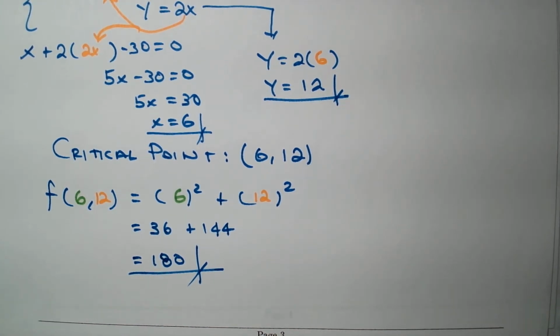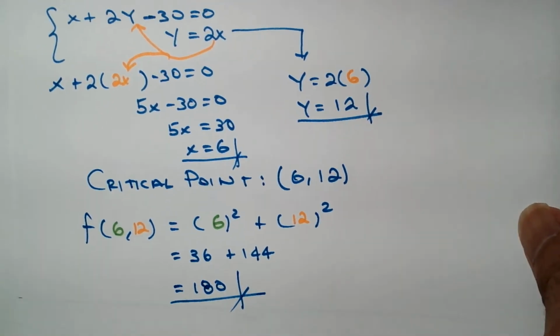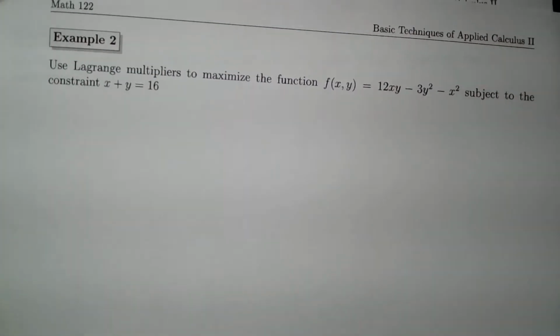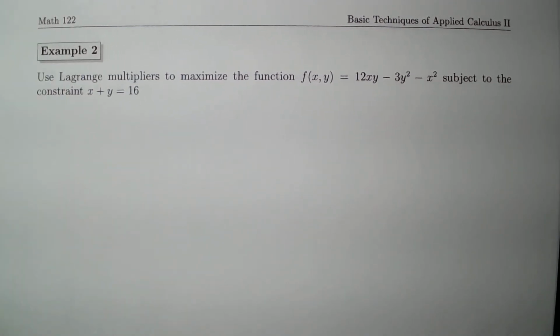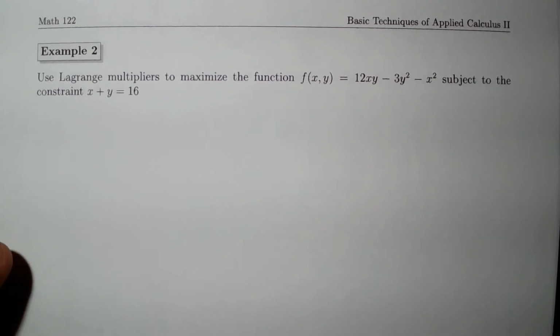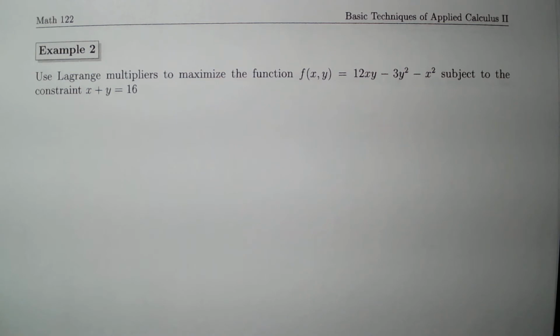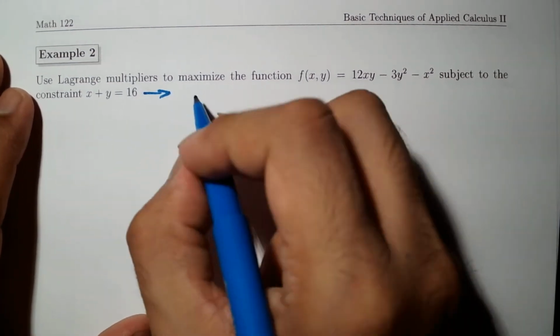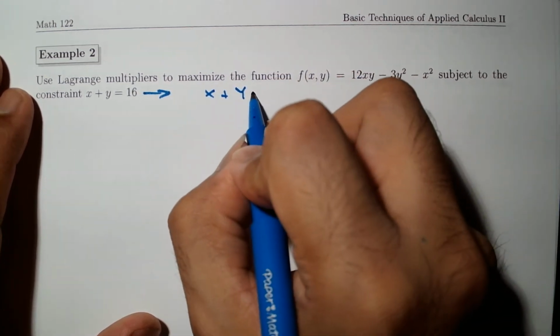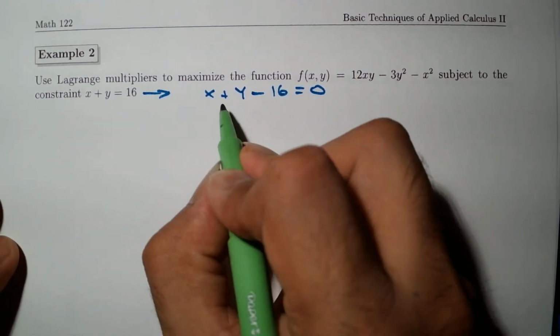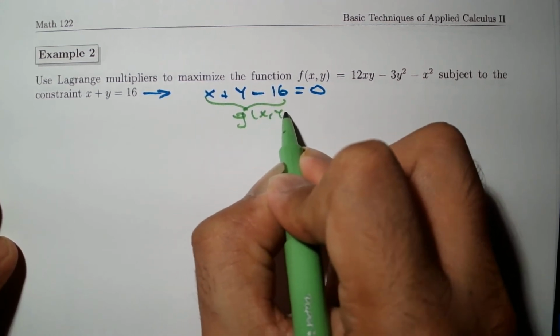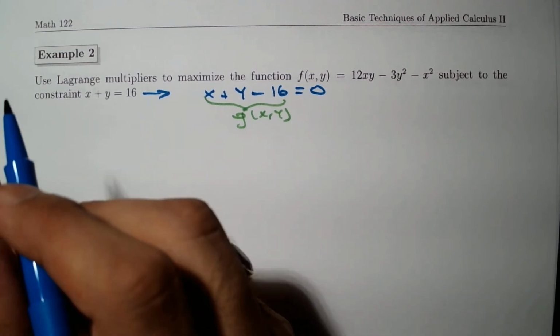Alright, so let's look at another example here. The next example, they're asking us to maximize the function. So it's going to be very similar. We're going to repeat the process essentially. But in this case, we are going to find the maximum. So first of all, I'm going to write this in terms of a constraint for which the quantity here is g of x, y.